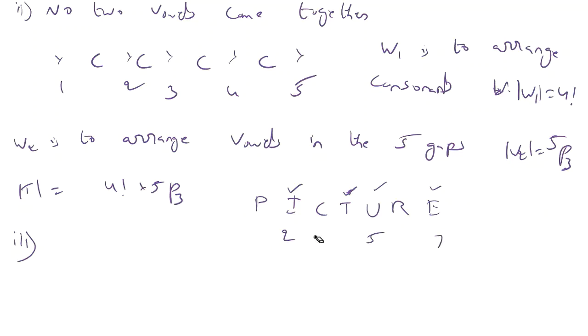We can rearrange them in 3 factorial ways, and we have 4 consonants. So I can arrange these 4 consonants among themselves in 4 factorial ways. Therefore, the total number of arrangements is equal to 3 factorial times 4 factorial.